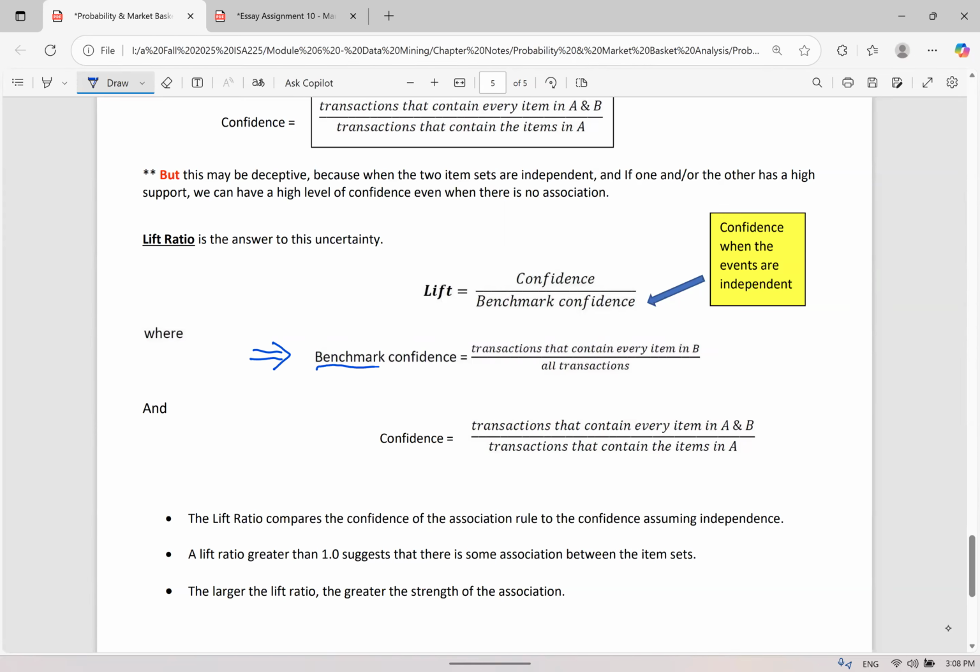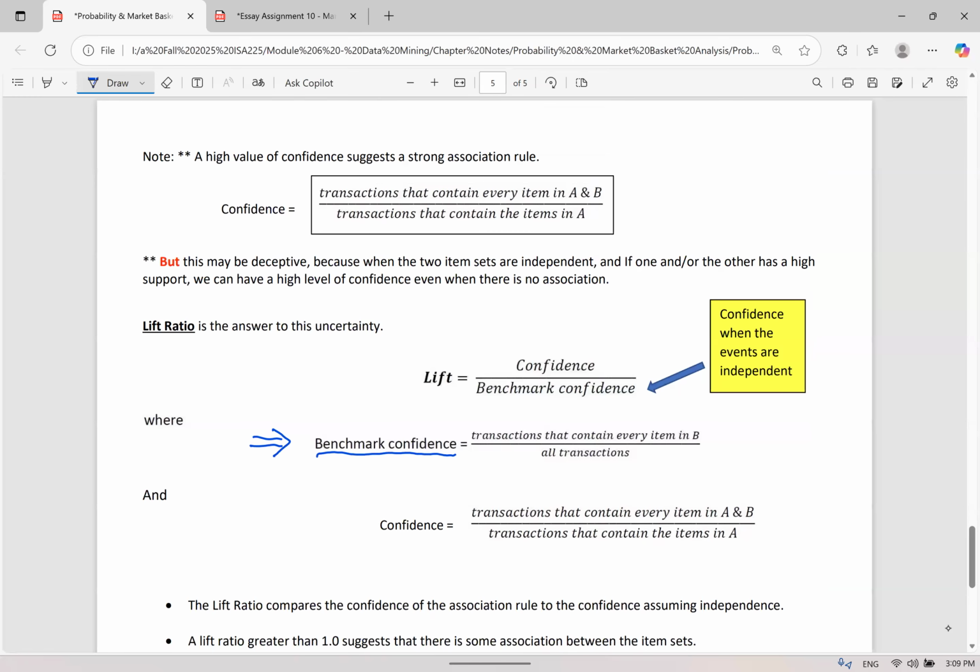So we want to introduce another kind of confidence. We call it the benchmark confidence. All right, so what is this benchmark confidence? When we calculate confidence or support, let's just use confidence as an example. The original confidence is: what is the probability that a customer who already bought A will also go and buy B, right? So actually we are assuming they have some association. We want to know how large is their association.